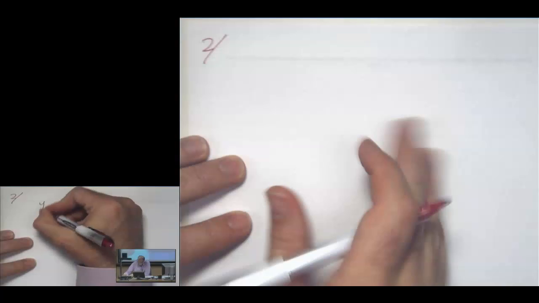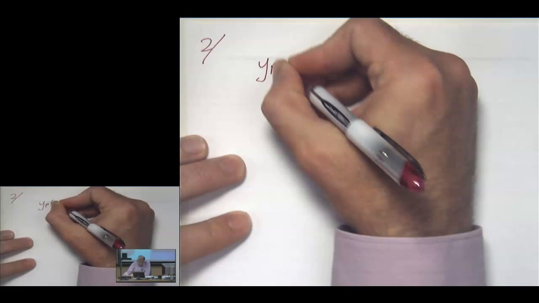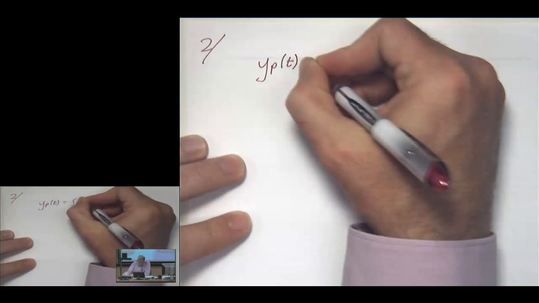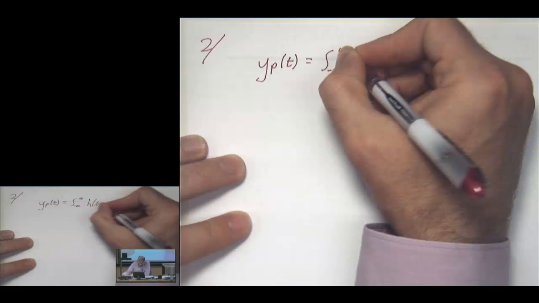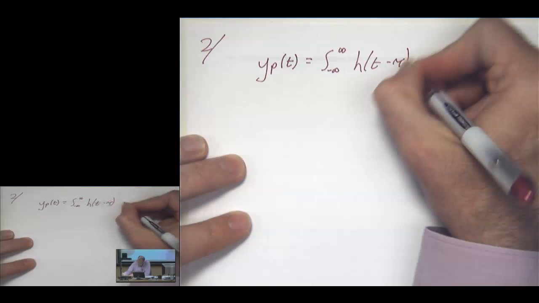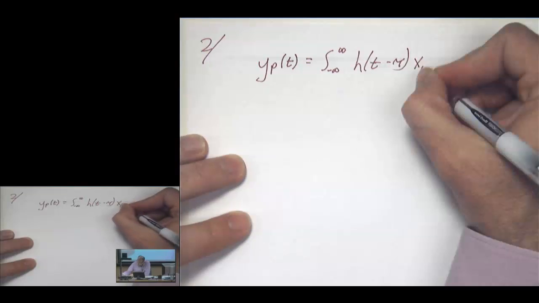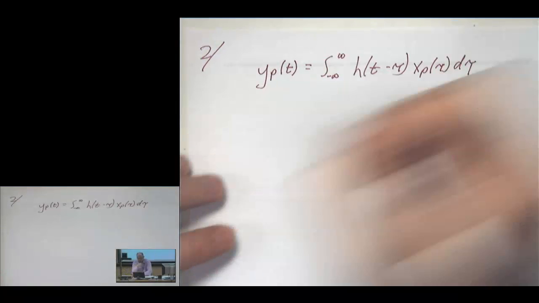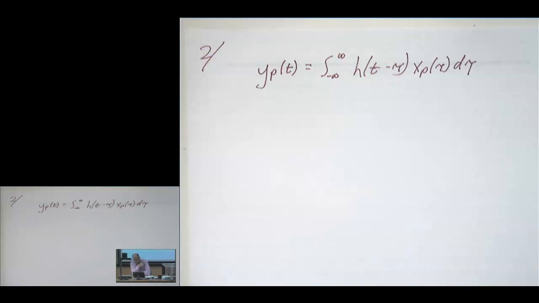With the convolution assumption here, the received passband signal y_p of t is the convolution between the impulse response h of t, so we put t minus tau here, and then our input passband signal x_p of tau, d tau. So convolution integral. I'm scared to ask if someone hasn't seen it because I don't want to know that answer. But hopefully everyone has seen it, and if you haven't, maybe come talk to me after class.